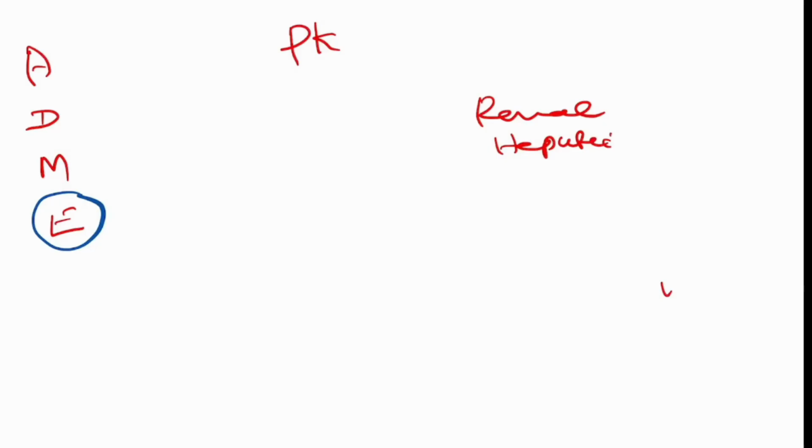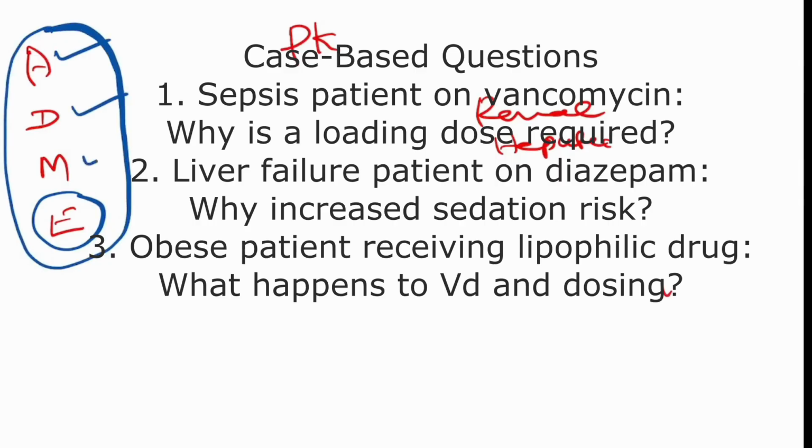So remember, pharmacokinetics is what happens to the drug in the body: absorption, distribution, metabolism and elimination.